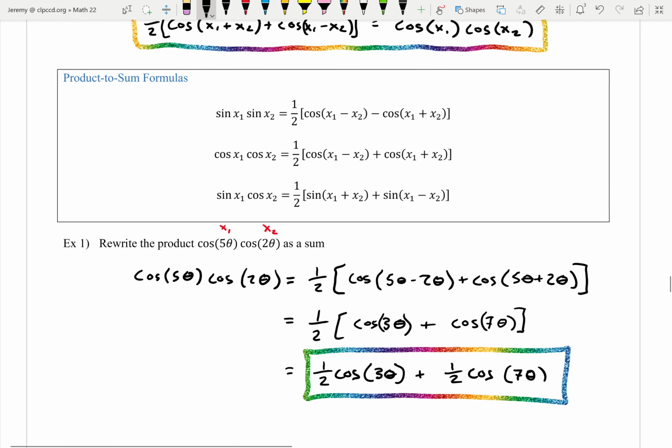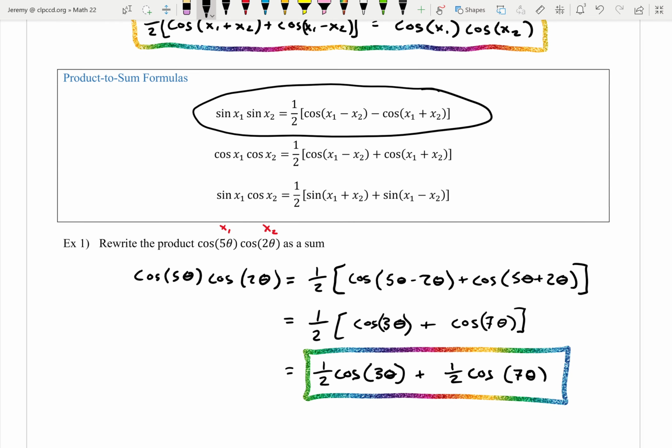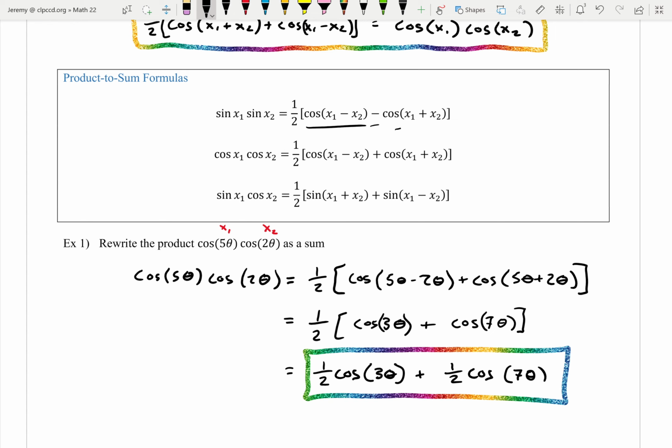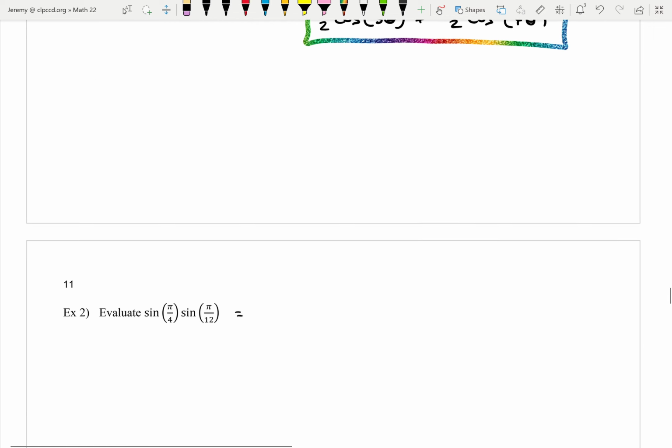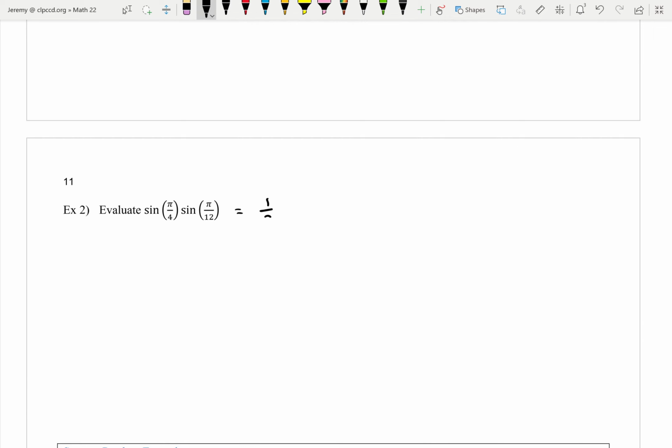Now here's our formula up here for sine. If we have sine of x1 times sine of x2, it's going to be 1/2 cosine of the difference minus cosine of the sum. So this will be 1/2 times cosine of the difference, pi over 4 minus pi over 12, minus cosine of the sum, pi over 4 plus pi over 12. This is just my x1 and this is my x2. Now let's simplify this and see if it's helpful.